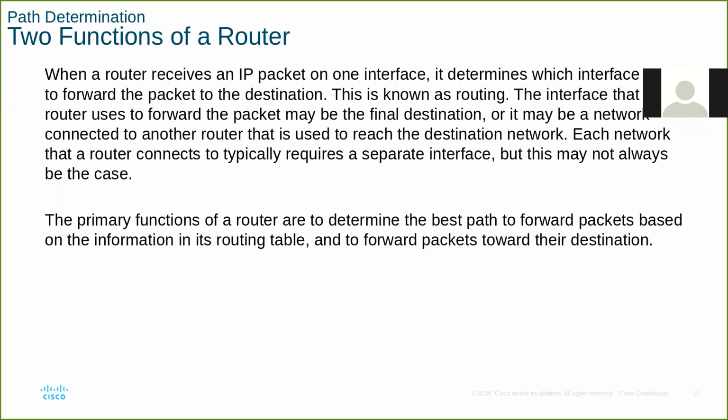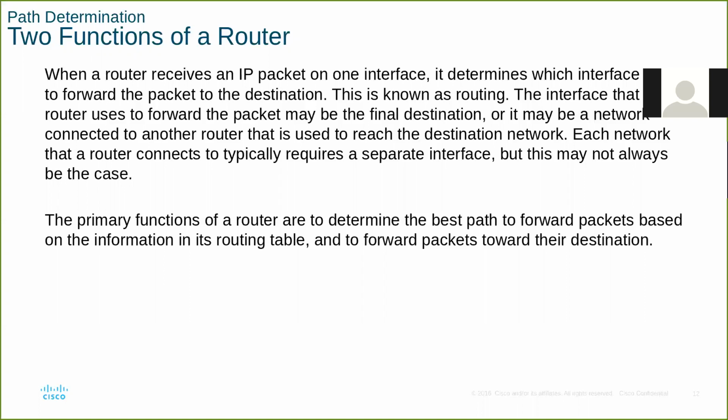How do routers determine the path? There are two main functions of a router. Routers will determine a particular path to a particular destination. When a router receives a packet, it will determine which interface the router will use to forward that packet to a particular destination. This is known as routing.